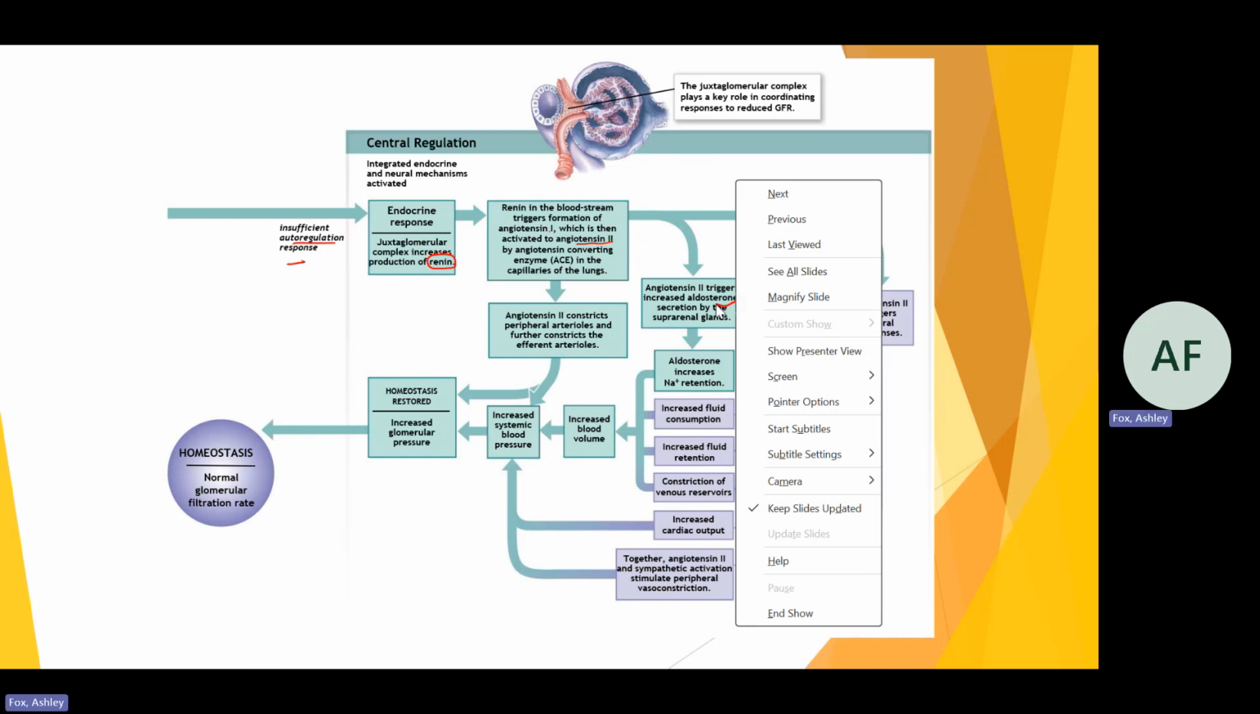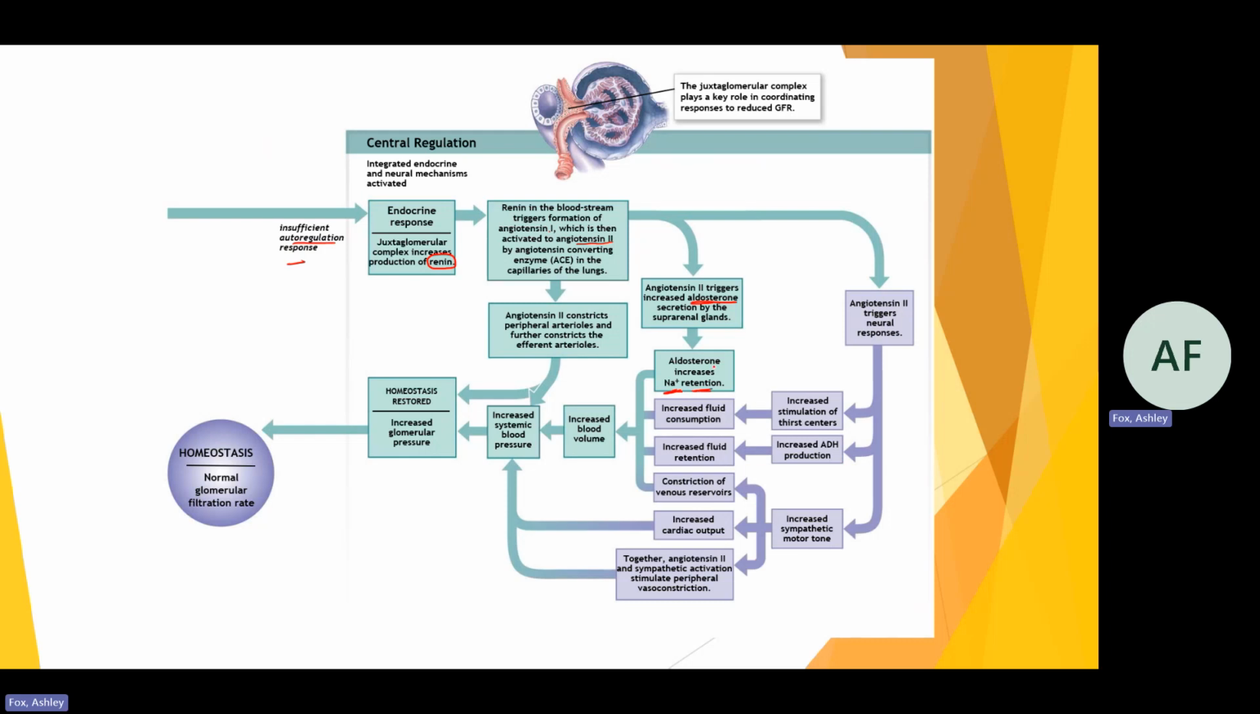Aldosterone, again, increases sodium retention. Sodium, water follows. So you're going to increase blood volume by increasing your reabsorption of sodium and your reabsorption of water. You also have a central nervous response to angiotensin II. You're going to be thirsty. So thirst centers, you're just going to start drinking. That's going to help increase your blood volume because you'll absorb it in your digestive system.